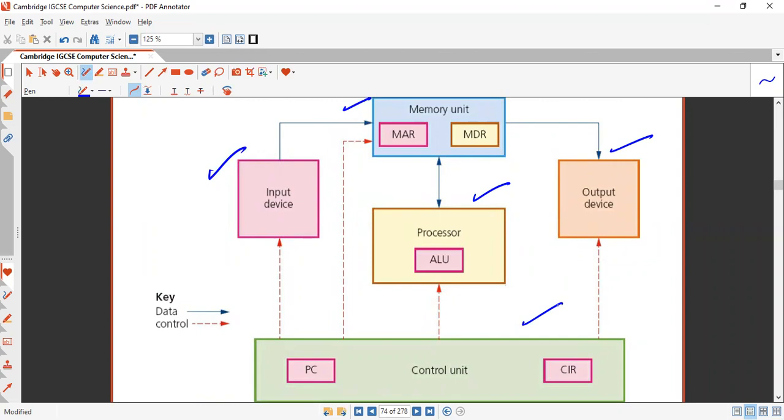So the control unit is basically controlling the input devices. It is controlling the memory, the processor, as well as the output devices. So in short, you may say that it is controlling all the devices or all the components that are within the system.